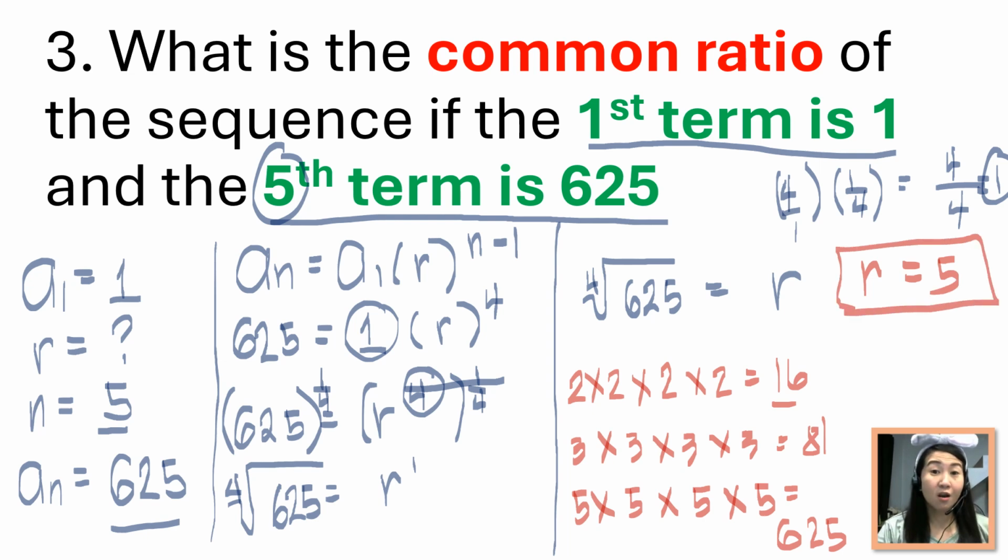Okay, so these are the 3 examples in finding the common ratio of the geometric sequence. I hope that we learned something.